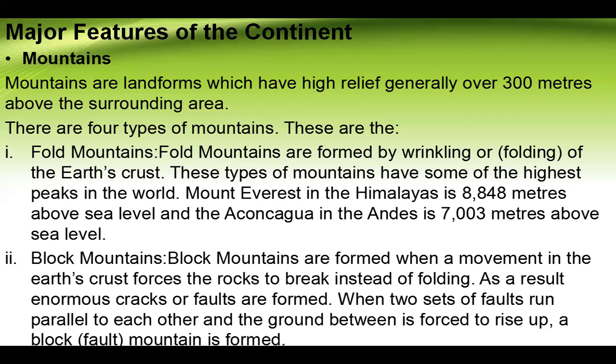The second one is block mountains. Block mountains are formed when a movement in the Earth's crust forces the rocks to break instead of folding. This movement causes faulting and cracks in various places where there were weak spots. When two sets of faults run parallel to each other and the ground in between is forced to rise up, a block or fault mountain is formed.